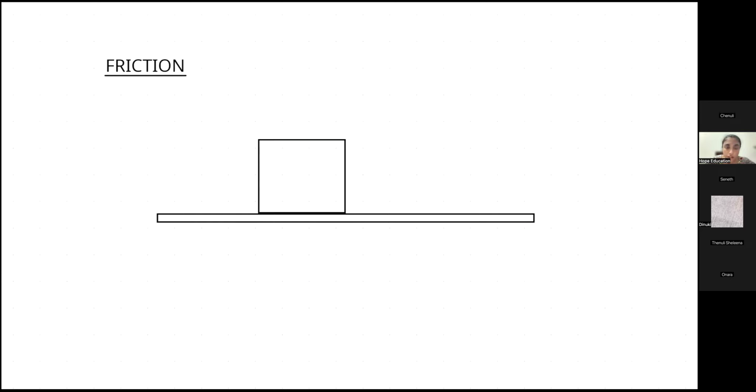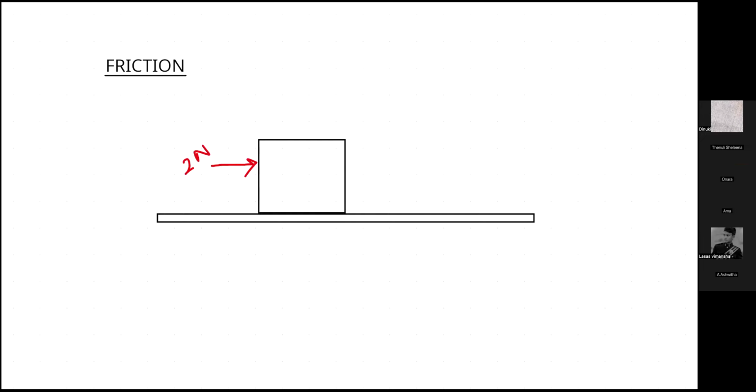To move it, I apply a force like this. Let's say I first gave a small force, a 2 Newton force. Now children, there is something here. This object, which is in the shape of a cube, is in contact with the table surface. When two surfaces are in contact with each other and one of the surfaces is trying to move, the other surface does not like any motion.